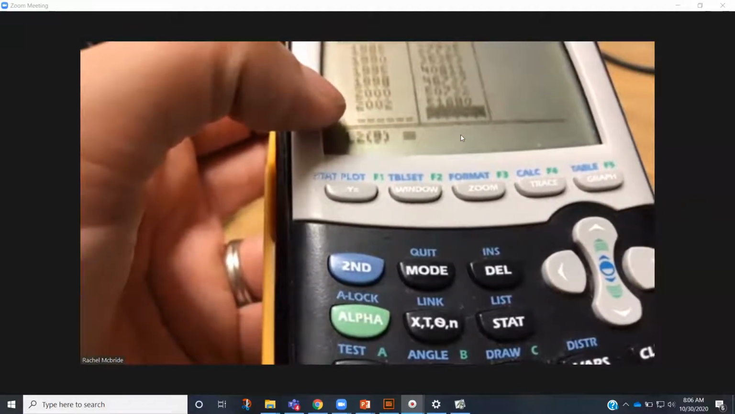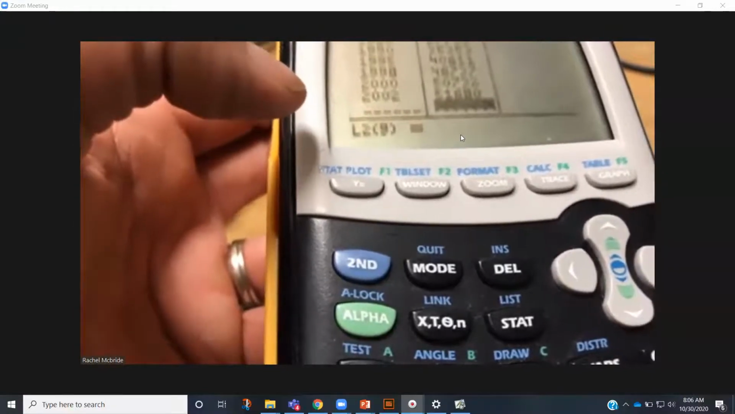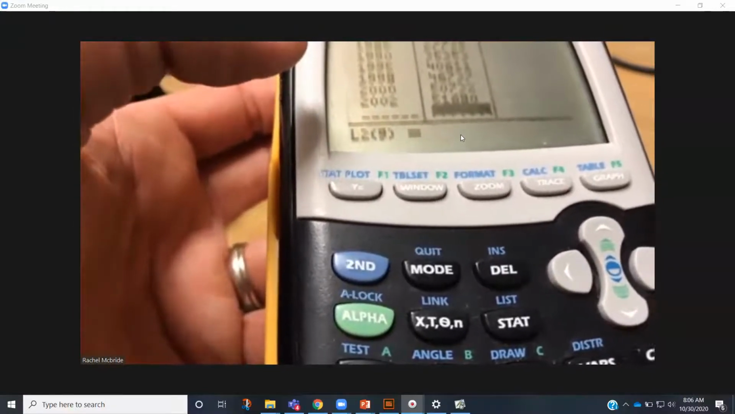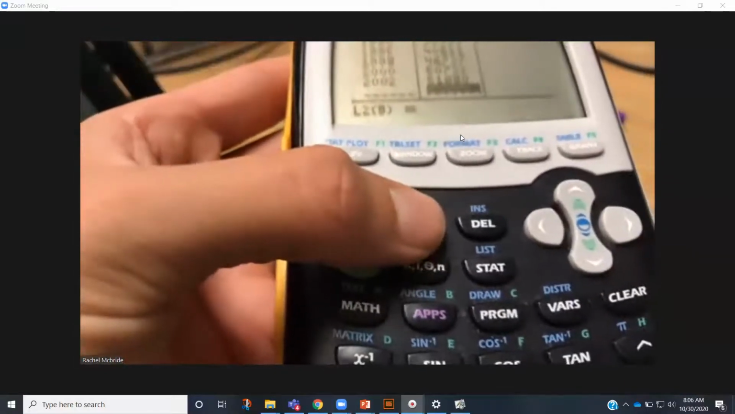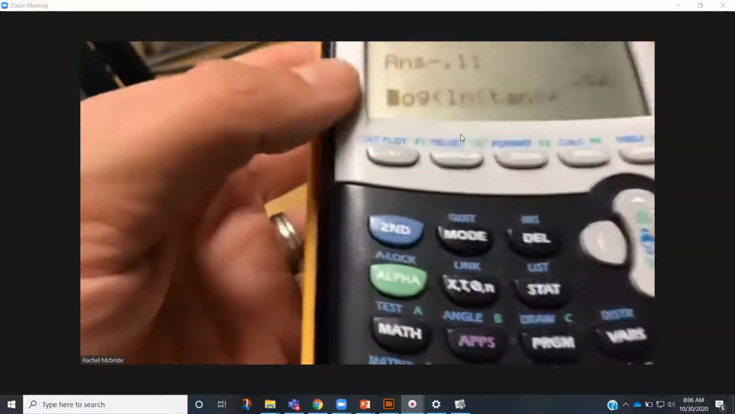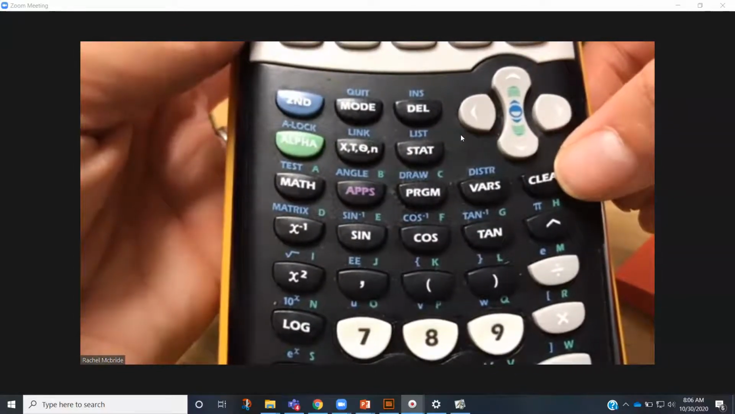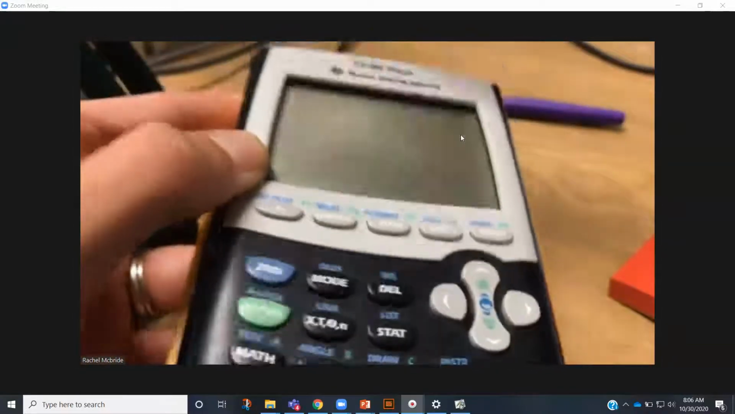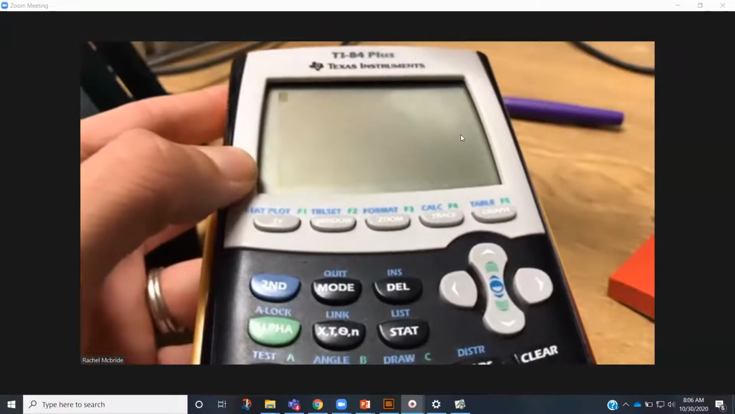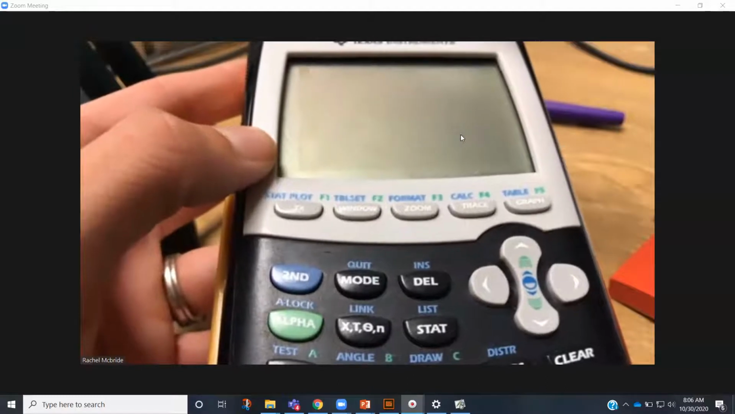Okay, the next thing we're going to do, after you enter all of your data in, is calculate the regression line. So you're going to hit second and go to quit or mode so that you get back to your home screen. Mine has a whole bunch of stuff on it, so I could hit clear right here, and that will clear out all of my screen. Now you'll notice that my screen is blank. I sometimes just like to have a blank screen when I'm doing data points like this.